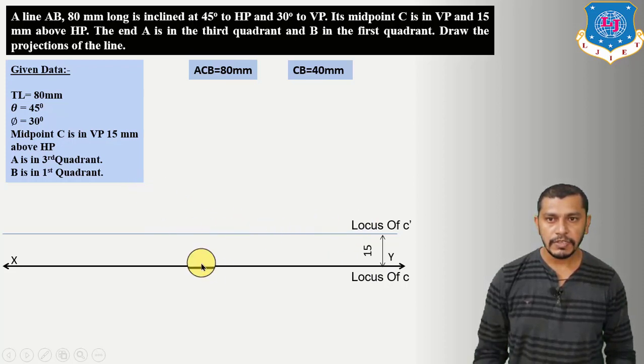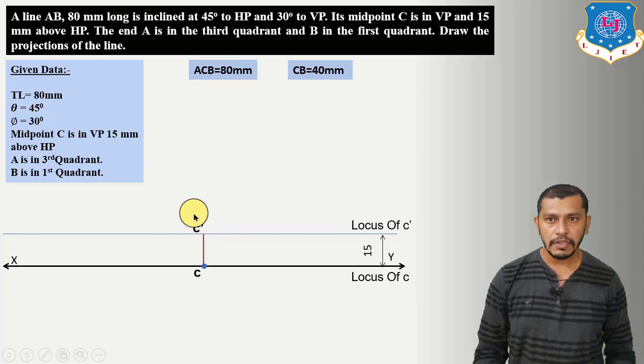So first of all mark point C on the XY reference line, because XY reference line is the locus of C. Now from point C draw the projector. The intersection point of the projector with the locus of C dash will give us C dash. Now we have to find out the locus of B. For that we will consider the length of the line as 40 mm, and the given angles are theta and phi. So the inclination of line CB with the horizontal plane is 45 degree and with the vertical plane is 30 degree.